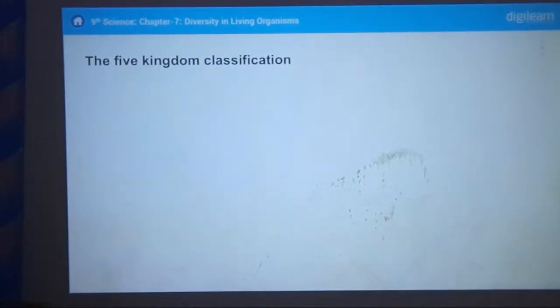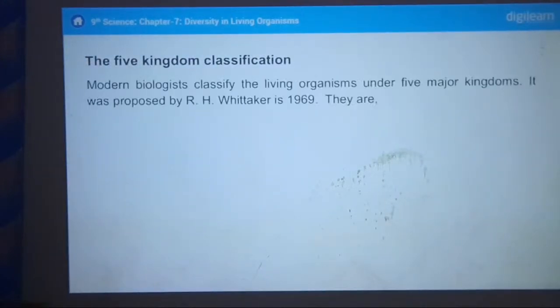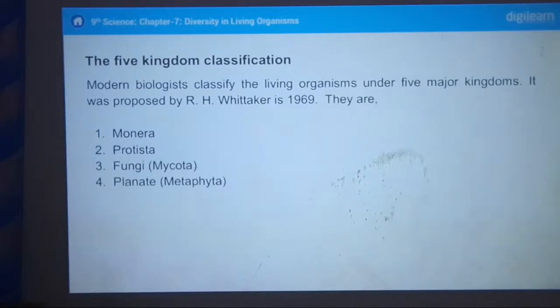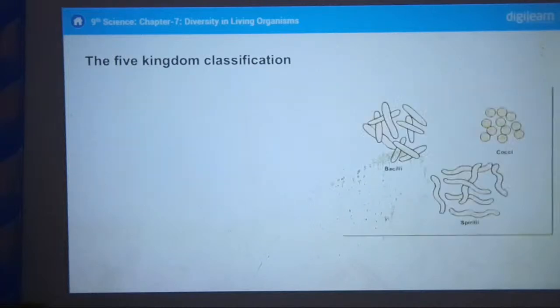Five kingdom classification. Modern biologists classify the living organisms under five major kingdoms. It was proposed by R.H. Whittaker in 1969. They are Monera, Protista, Fungi, that is Mycota, Plantae, that is Metaphyta, and Animalia, that is Metazoa.